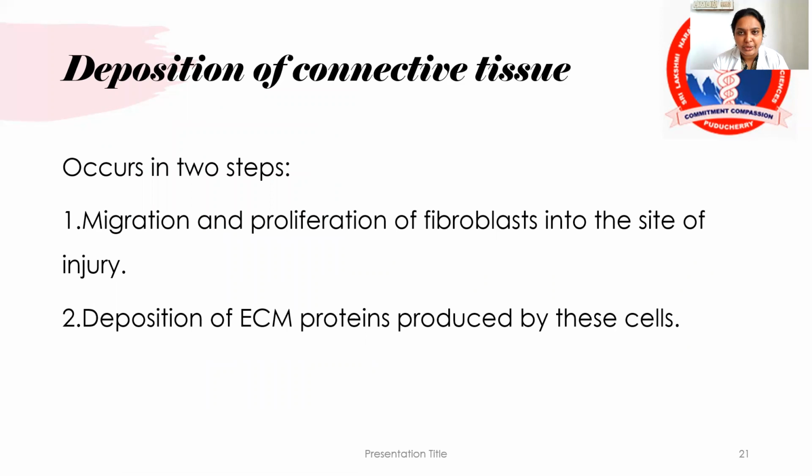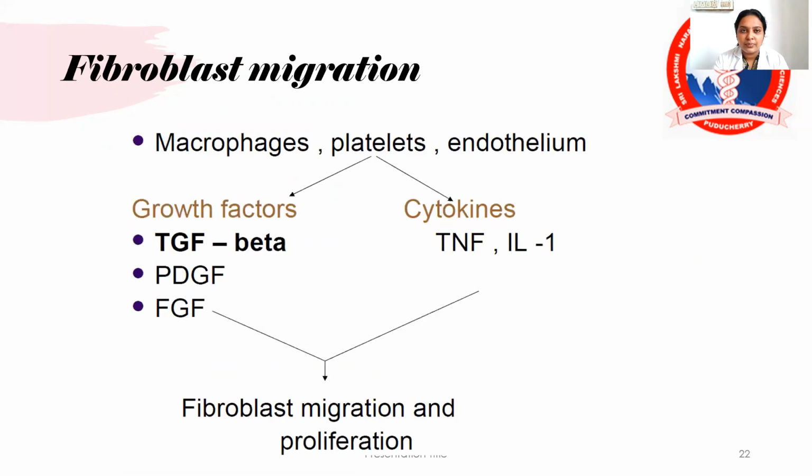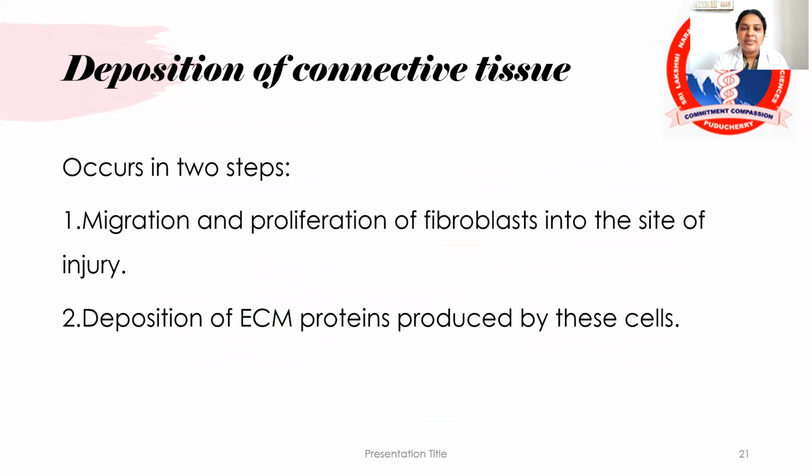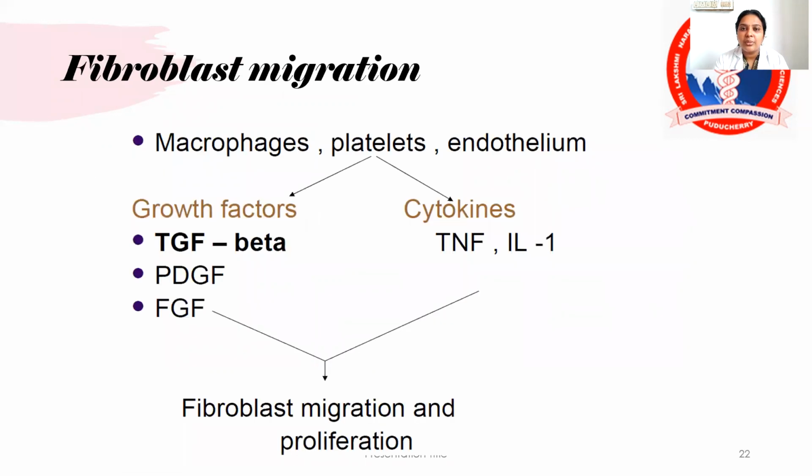Deposition of connective tissue. Now comes the final step. It generally occurs in two steps, either by migration and proliferation of fibroblasts into the site of injury, or by deposition of the extracellular matrix proteins produced by these cells. So first we will see about the migration and proliferation of the fibroblast.